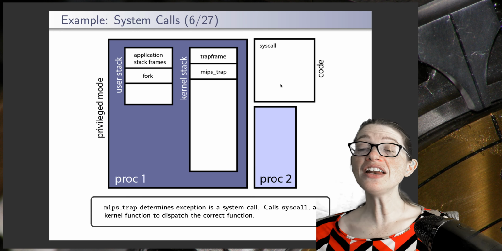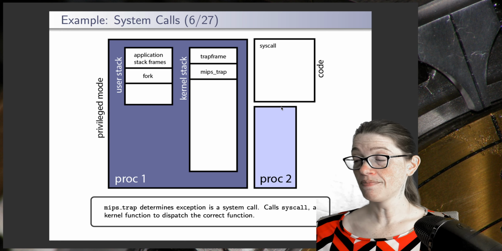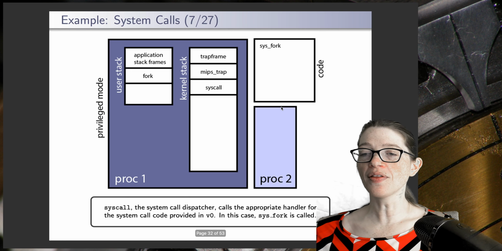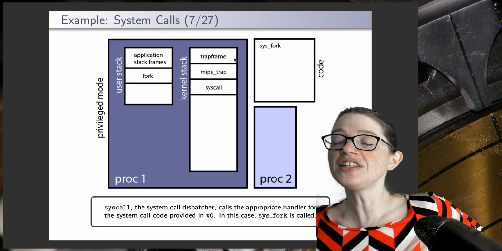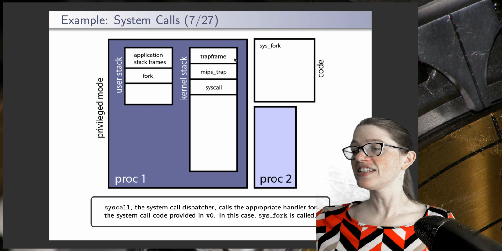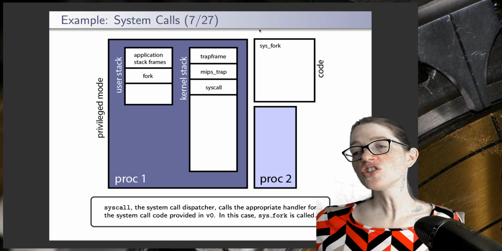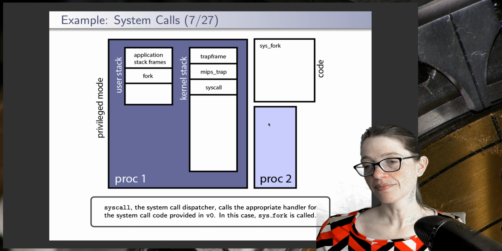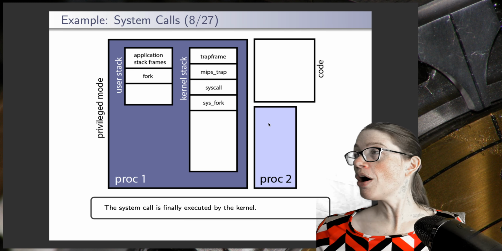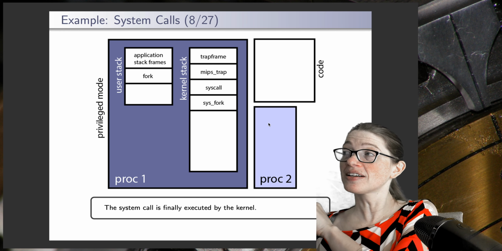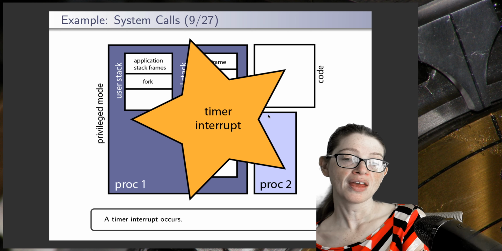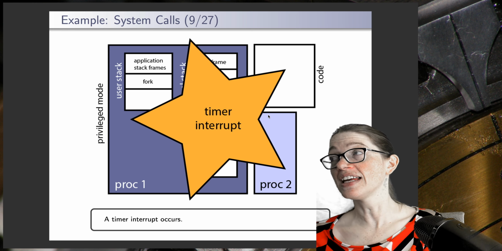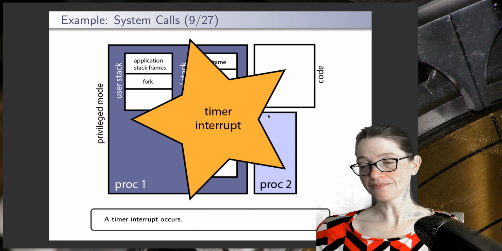So we turn interrupts back on. And then we're going to call the system call dispatcher. Inside the system call dispatcher, we realize that this is a fork operation, so we call sysfork. So we're happily executing sysfork, and then there's a timer interrupt. And this can happen, of course, because interrupts are on.